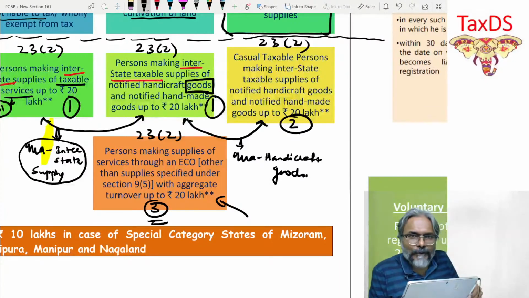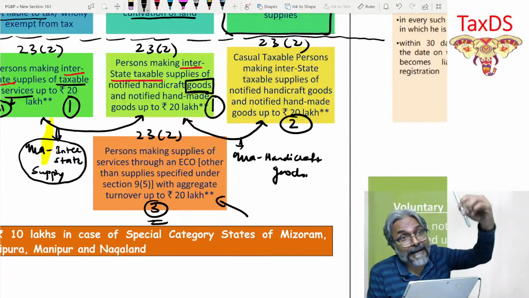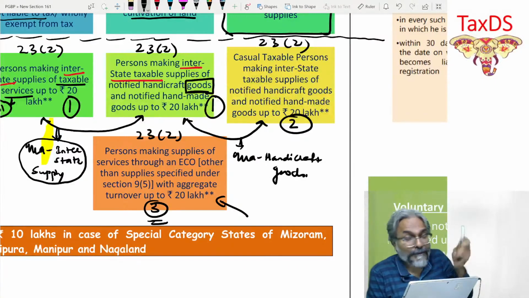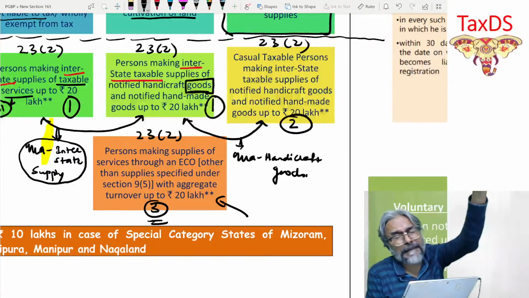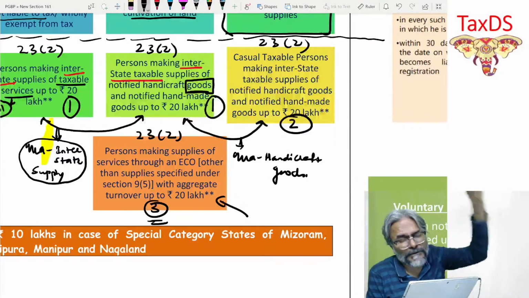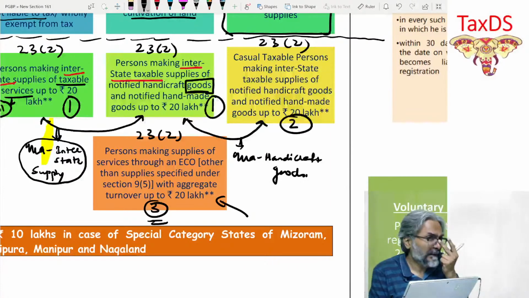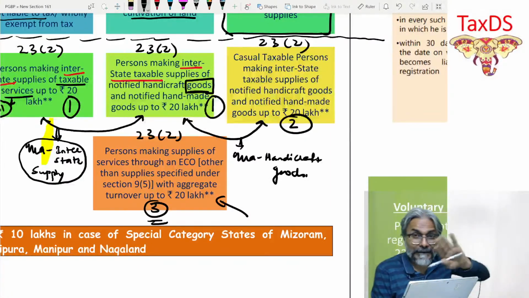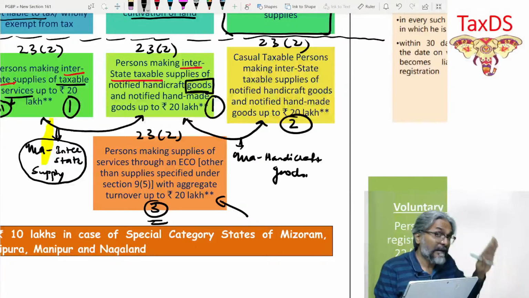I hope that every one of you is clear with this one now. So service, students, be careful. If I am a supplier, like through Amazon I am providing my lectures. Amazon is selling my lectures. Amazon is ECO. And total value of sale by Amazon for the entire year is not more than 20 lakhs. Then am I liable for registration? And the answer is no, I will be getting the exemption. But this is again, I'm telling you, for a supplier of service.